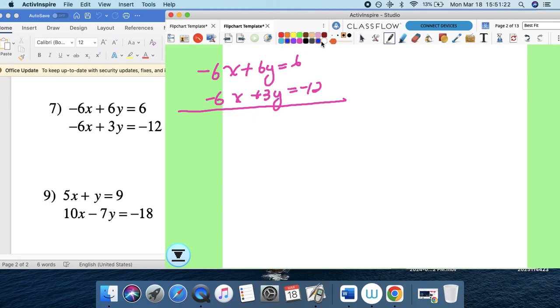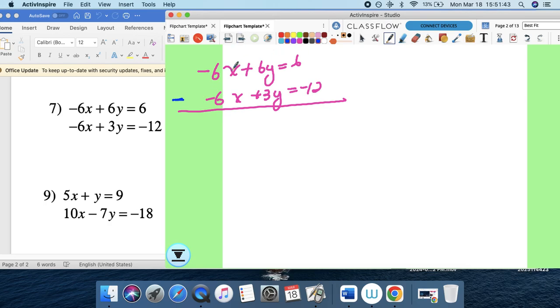So I don't have to change equation 1 or equation 2. I don't have to multiply the top by something or the bottom by something else to have the same coefficients. So I can go straight to elimination. Now, I'm not going to add, but I'm going to subtract: equation 1 minus equation 2.